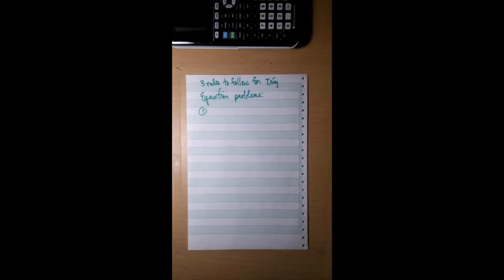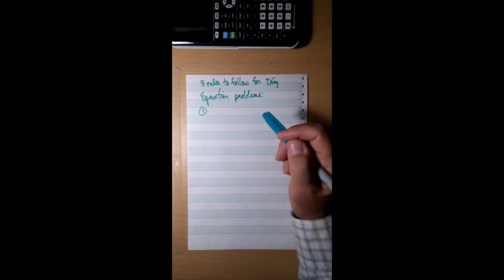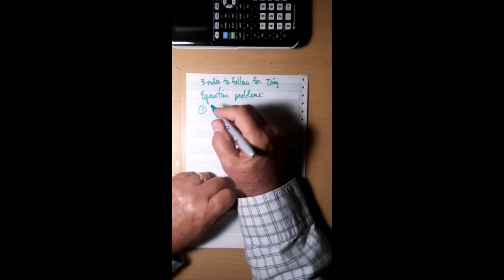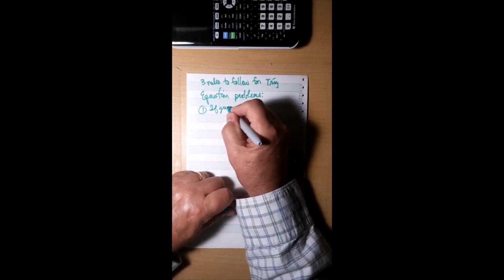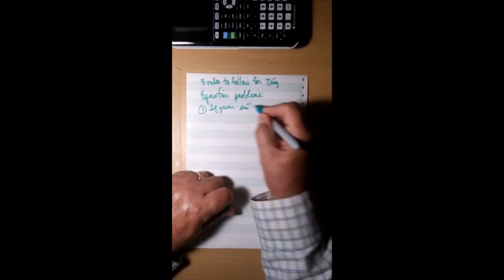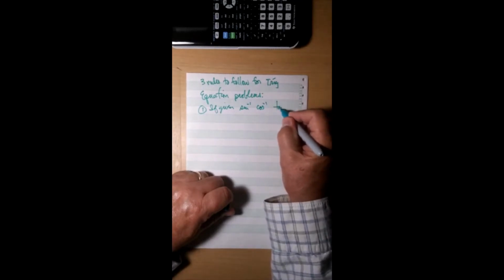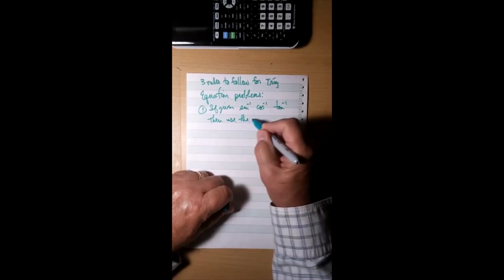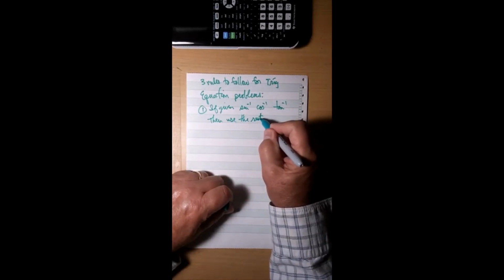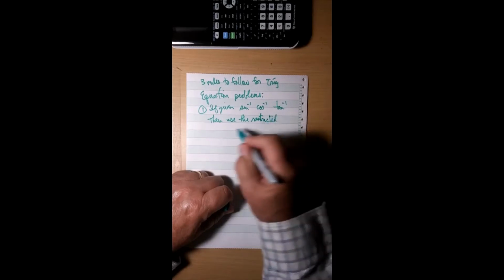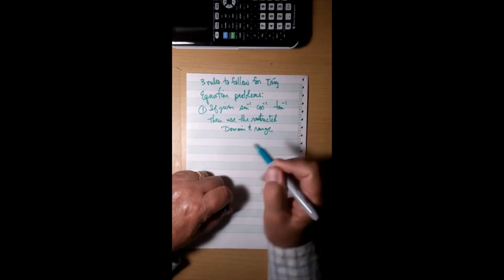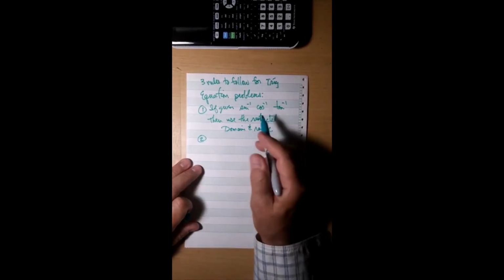Trigonometry, section 6.2, part 3. Just want to remind you of the 3 rules to follow when solving trig equation problems. If given an inverse, like sine inverse, cosine inverse, tangent inverse, etc., then use the restricted domains and ranges. That's part of the problem.